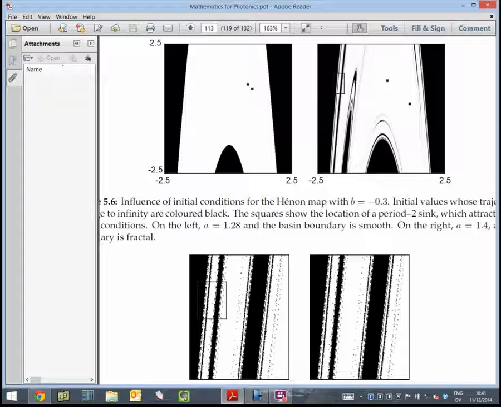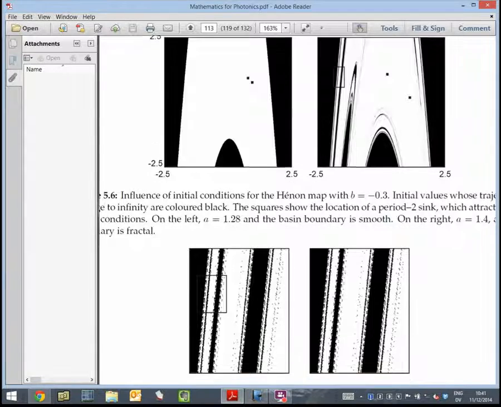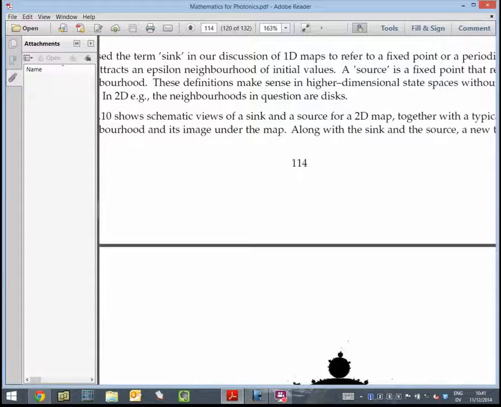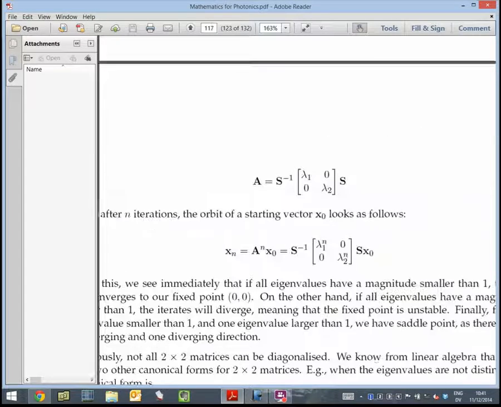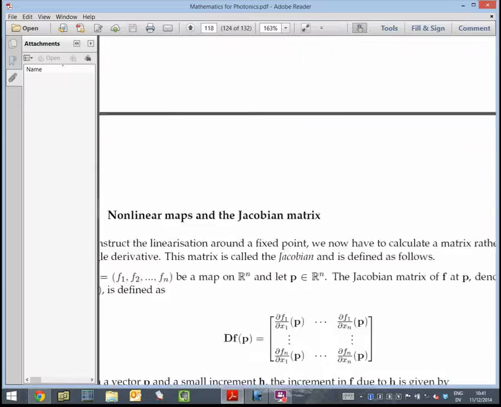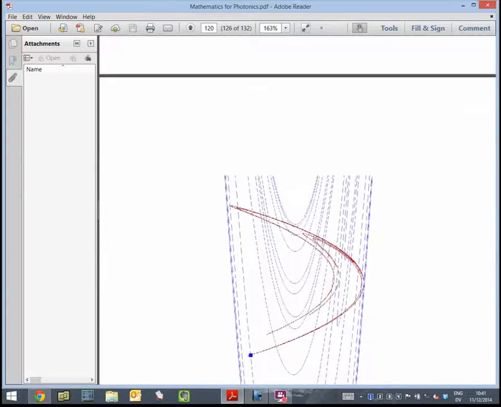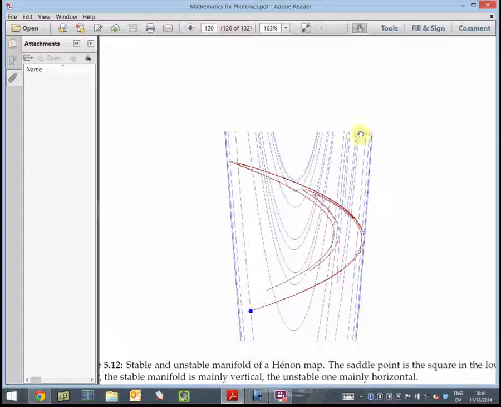You can ask yourself the question, what happens to points which are exactly on this boundary between these two? Do they go towards infinity, or do they go towards the period 2 points? Well, no, it turns out they go towards the saddle point. So again, without proof, but this shows you that if they go towards the saddle point, that means they should be part of the stable manifold, right, by definition. So the stable manifold of our Hénon map with slightly different parameters, where do we have it? There we have it. So this is the stable manifold of our Hénon map, which is again a fractal structure.